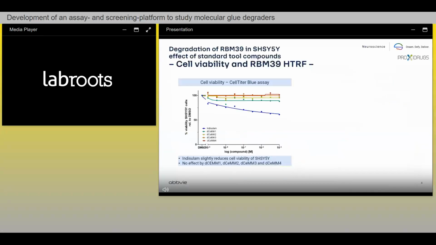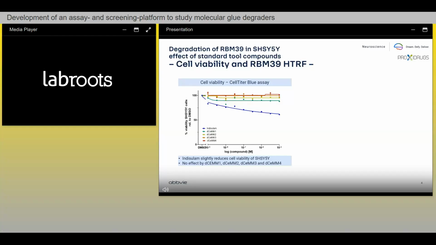Now, if we use this assay workflow and treat our SH-SY5Y cells with Indisulam or the other DSM compounds in the concentration response, as I just introduced you to, we do see that if you have a look at the plot on the left, every color depicts a different drug. In the blue, you see always Indisulam in this slide. So Indisulam impacts the cell viability slightly, while the DSM molecules don't.